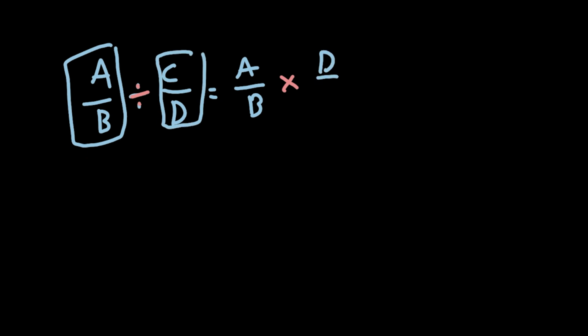To divide rational expressions, we use the following property of fractions. A over B divided by C over D equals, we take the first fraction as it is, A over B, we flip the division into multiplication, and we flip the second fraction, so we have D over C. So whenever we see a division, we always convert it into multiplication and flip the fraction.